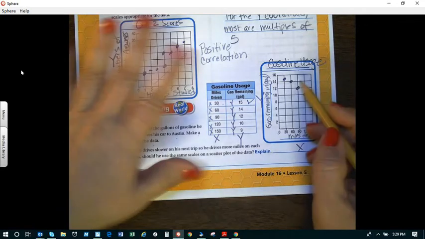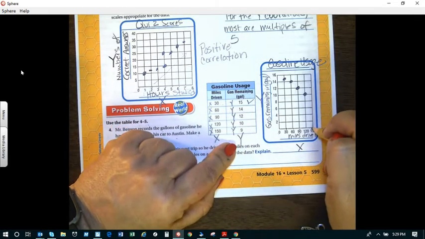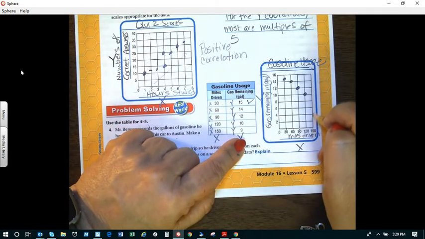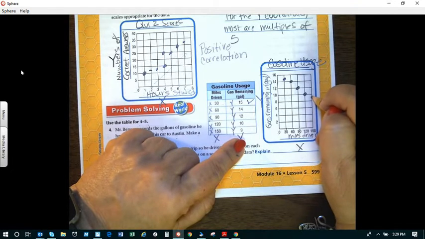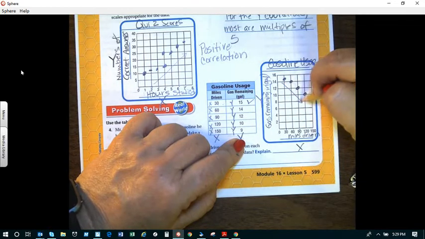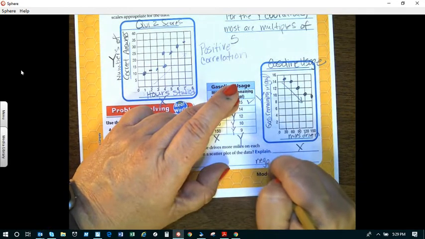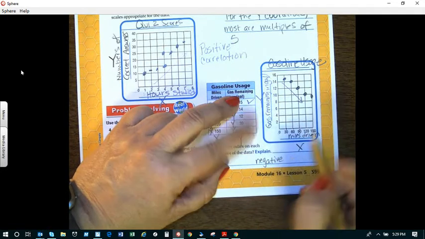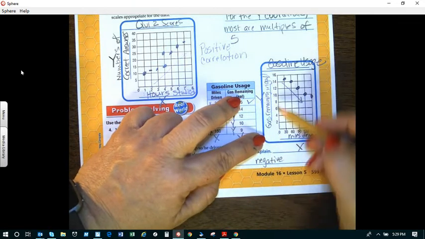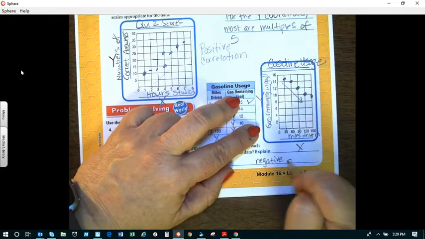Then he traveled 150 miles, and he had 9 gallons left. So it's about right here. All right. Now we're going down. Now remember, this is called a negative correlation, because as X increases, Y decreases. So we're looking at a negative correlation.